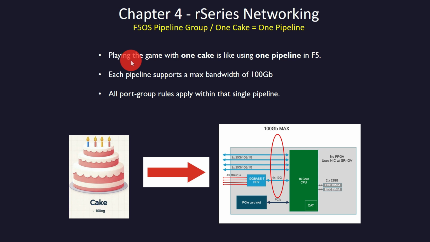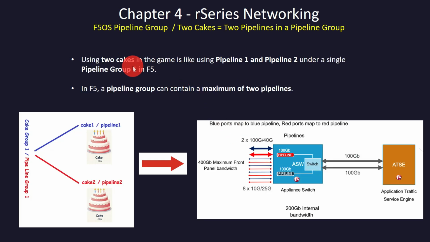Playing the game with one cake is like using one pipeline in F5 rSeries. Each pipeline supports a max bandwidth of 100 Gbps. All port group rules apply within that single pipeline. Using two cakes in the game is like using pipeline 1 and pipeline 2 under a single pipeline group in F5 rSeries. In F5 rSeries, a pipeline group can contain a maximum of 2 pipelines.